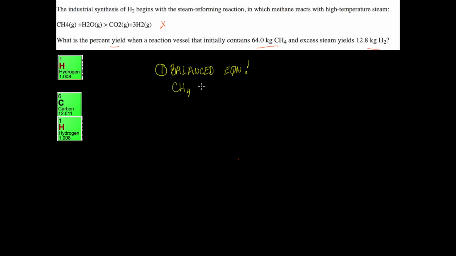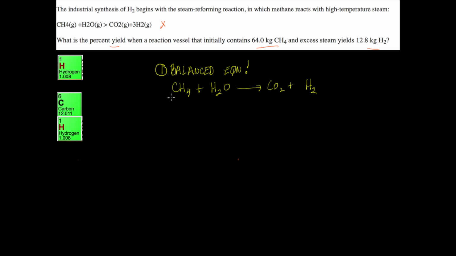We have methane, water, carbon dioxide, hydrogen. Okay, you might not remember those chemical names, so I'll just refer to them by their formulas from now on. Now, don't start with hydrogen. Hydrogen's in 3 different spots. It's the hardest thing to balance. Start with the simpler elements first.